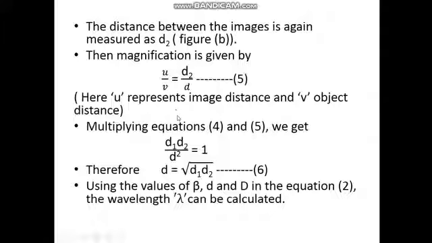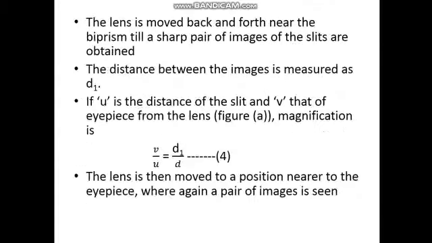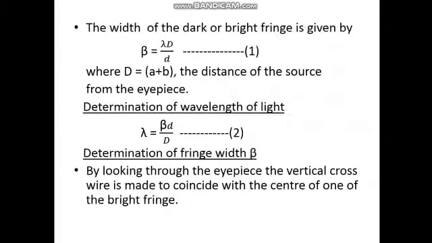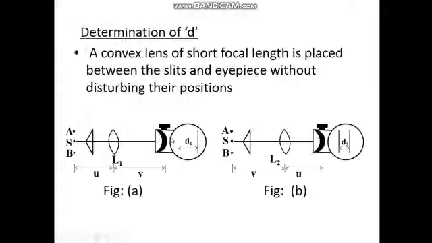Multiplying these two equations, we get d1 d2 divided by d square is equal to 1, from which d is equal to square root of d1 d2. Using the values of beta, small d and capital D in equation 2, that is lambda is equal to beta d by D, the wavelength of light can be calculated.